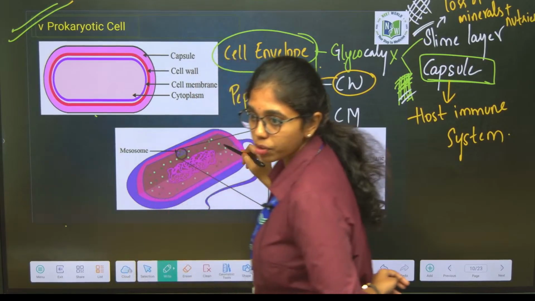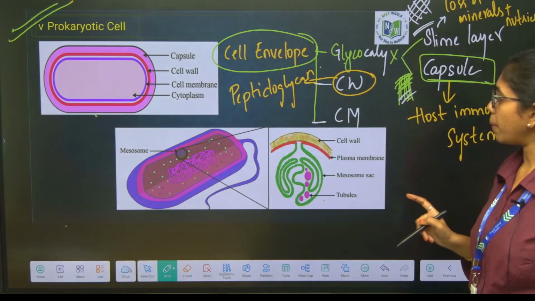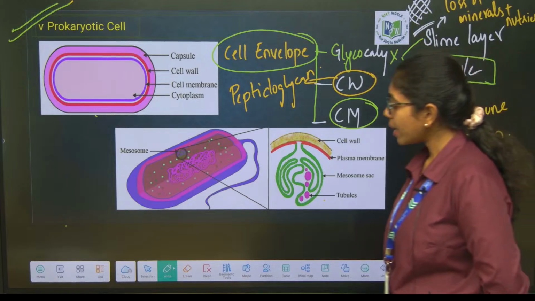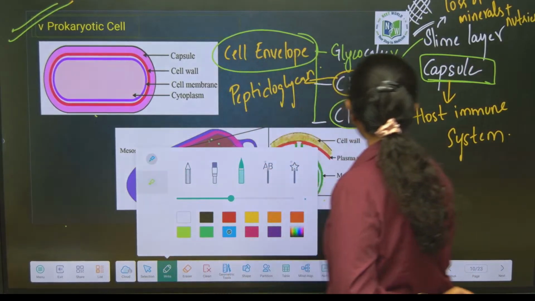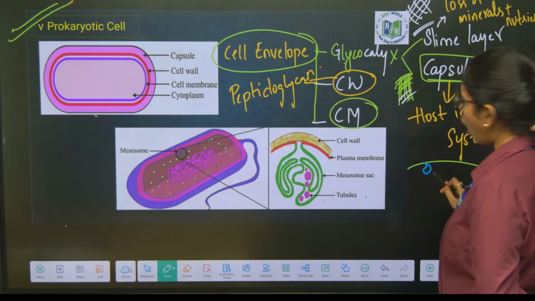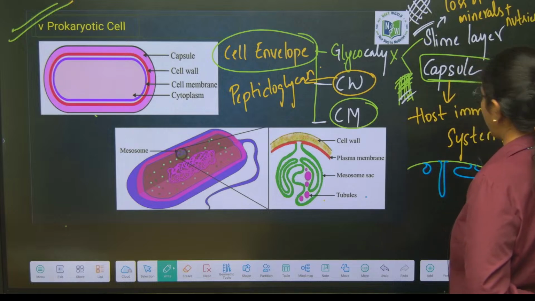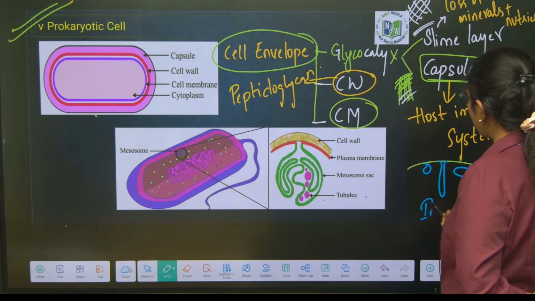Peptidoglycan means what composition in the cell wall? Protein and carbohydrates. Okay, that is the peptidoglycan layer. And then what is next? Cell membrane. The cell membrane has some invaginations into the cytoplasm. These invaginations can be in the form of vesicles, or tubules, or lamellae.